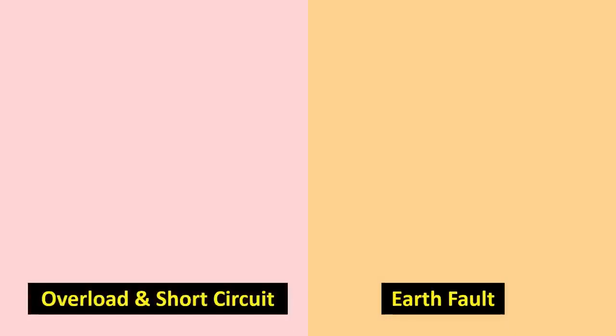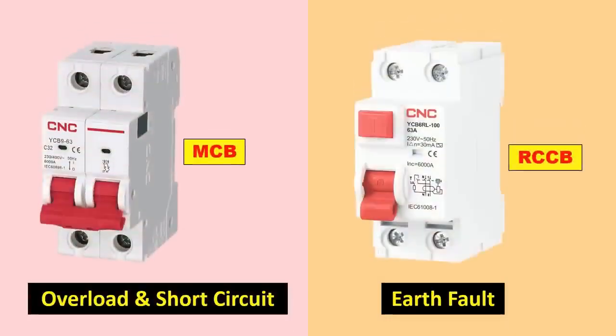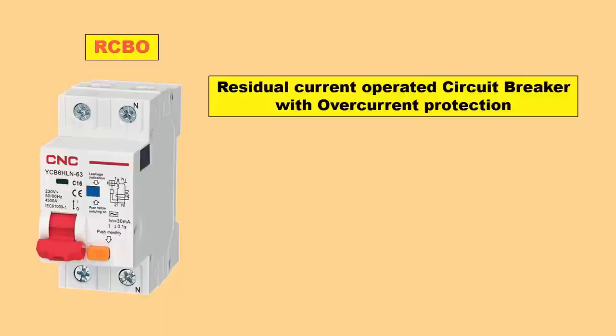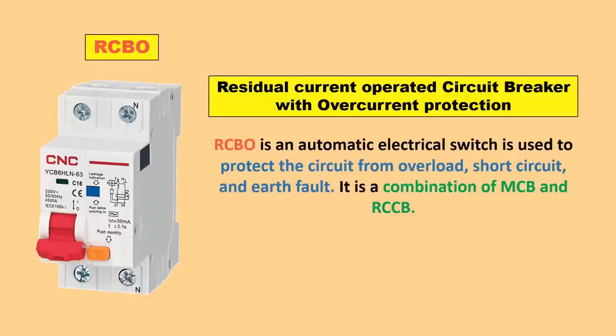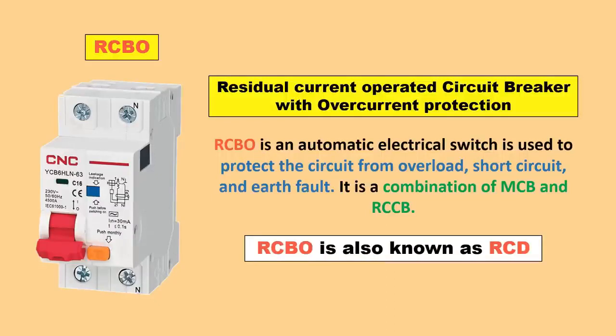Now if we want protection from earth fault, overload and short circuit, then we have to use MCB and RCCB, both these devices. But if you don't want to use two different devices, and instead by using only one device you want to get all the three protections, then in this condition you have to buy a RCBO. So through RCBO you will get overload, short circuit and earth fault protection. This RCBO is also known as RCD. Many people have a doubt in their mind that the RCBO and the RCD are different devices, but it is not like that. This RCBO is also known as RCD.